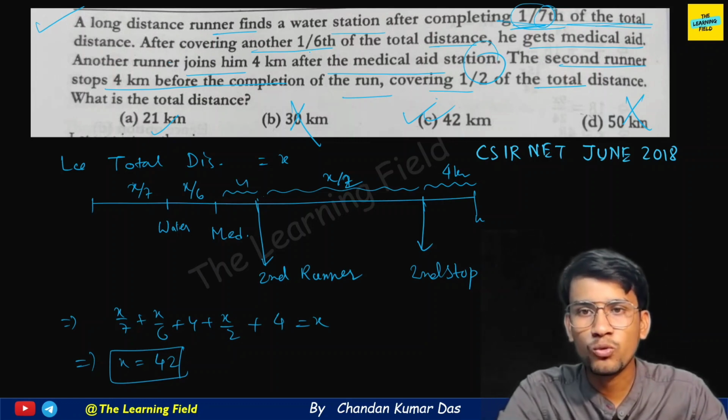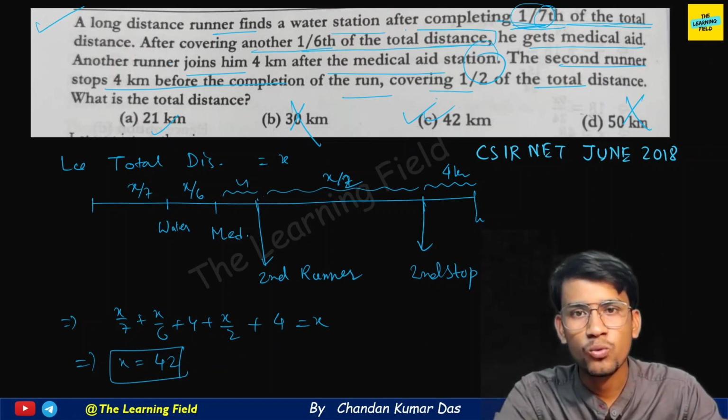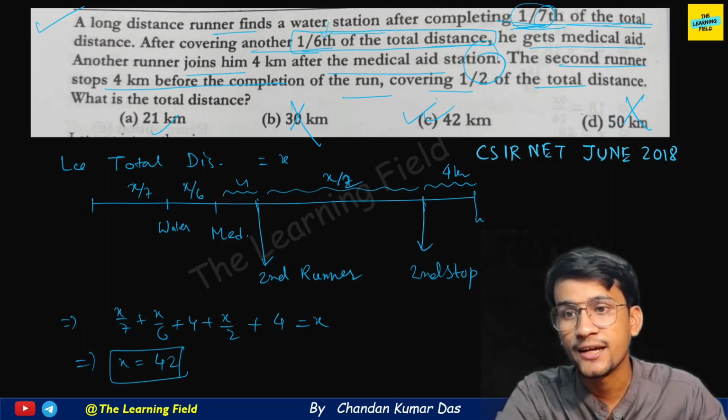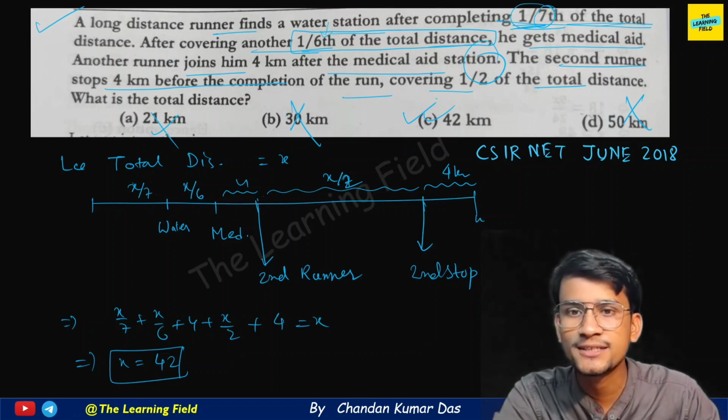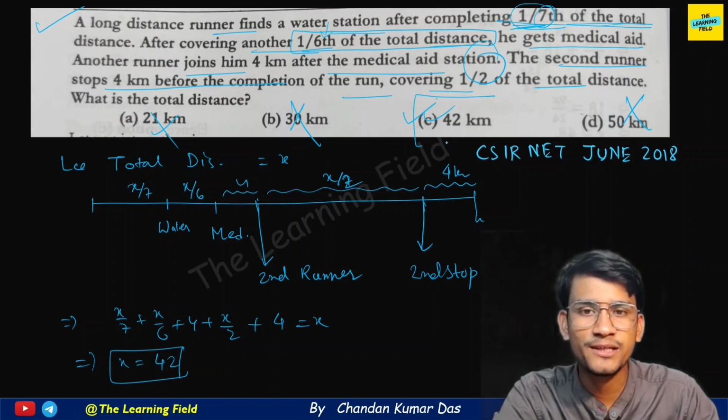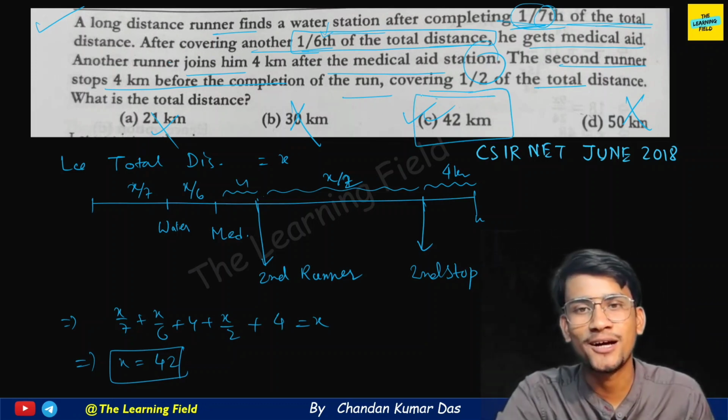And after covering 1/6 of the total distance, that means this 6 must divide the total distance again. So 6 does not divide 21, so we can discard it, and only one option is remaining, 42. So we can solve this type of problem this way also.